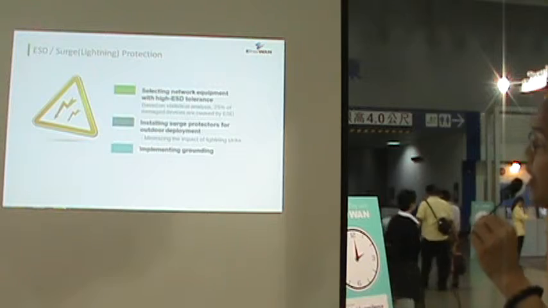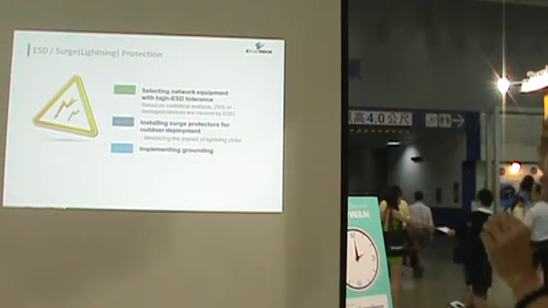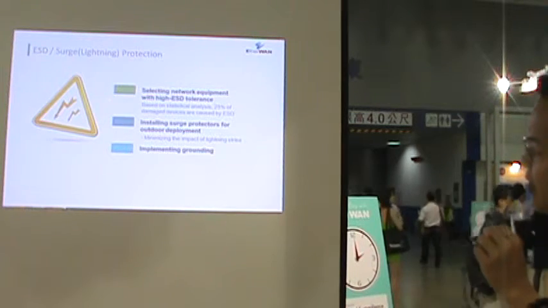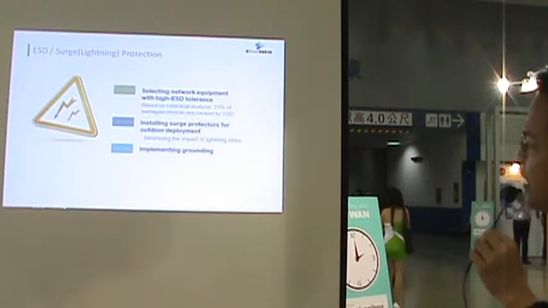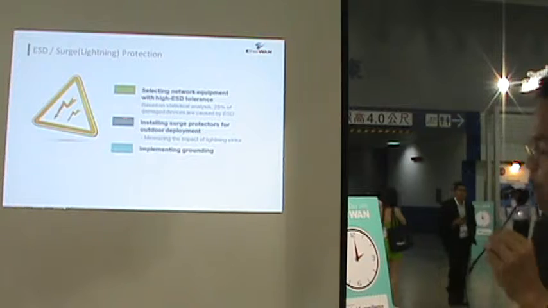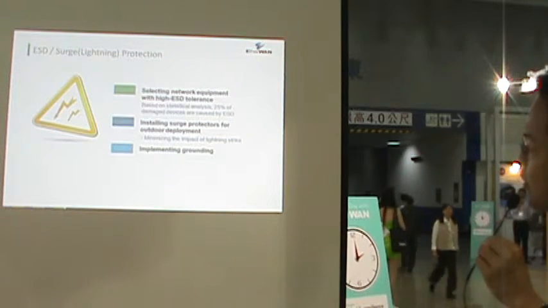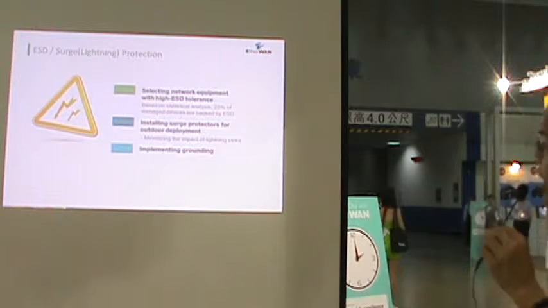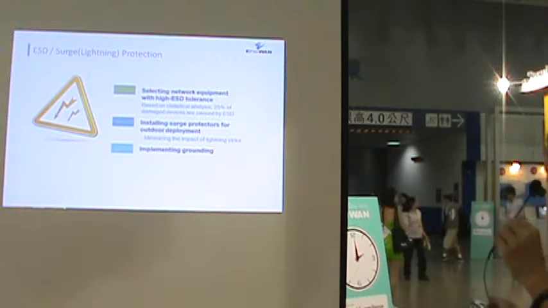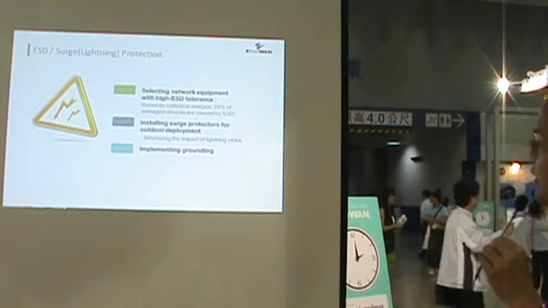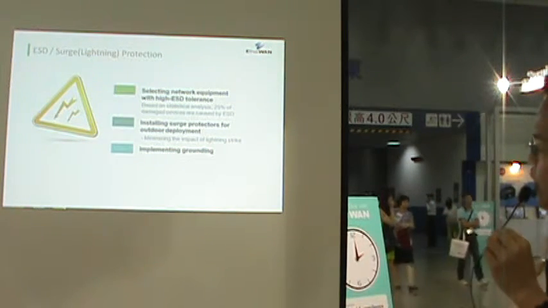Now, as for ESD surge and protection. Normally we get ESD when we have two non-conductive materials and we rub them together. In order to avoid that, the best way is to purchase a switch with ESD protection. That's one way that we can do it.